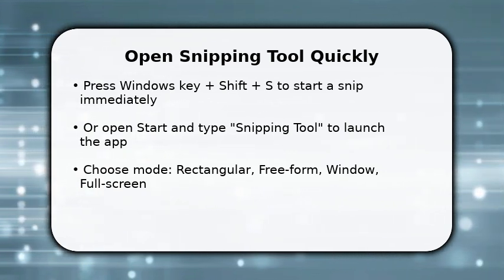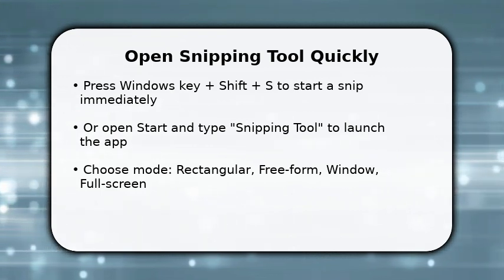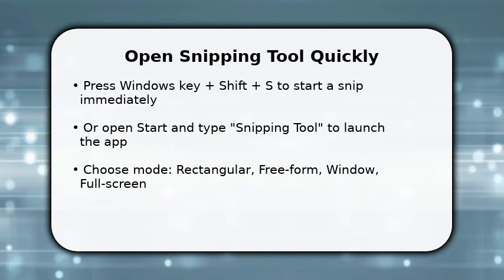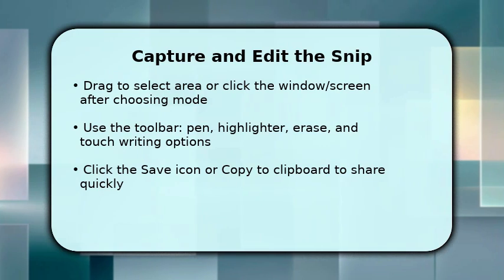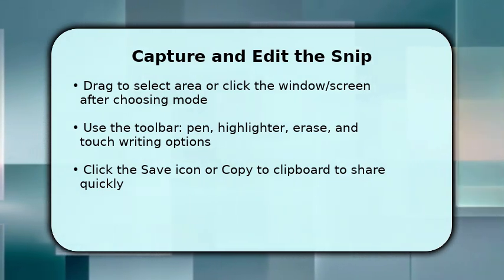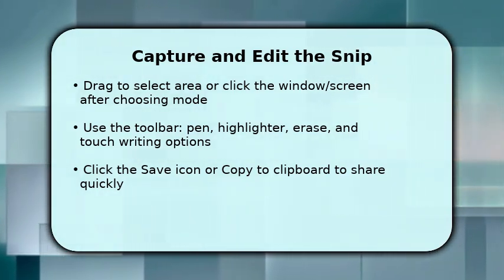Make sure to pick a mode: rectangular for precise areas, freeform for irregular shapes, window for a specific app, or full screen when you need the entire display. Once you've launched a snip, capture by dragging the cursor or clicking the target depending on the mode. You'll see a brief overlay confirming the selection.